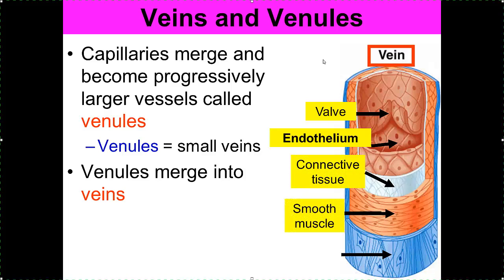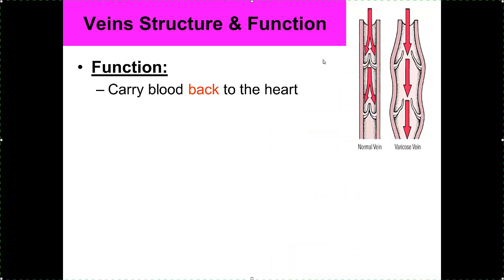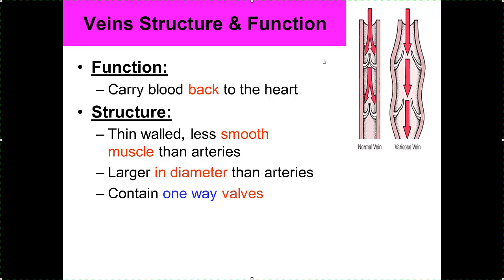It also contains connective tissue, smooth muscle, and connective tissue. Remember that the smooth muscle of veins is thinner than the smooth muscle found surrounding arteries. What do veins do? Veins carry blood back to the heart. They are thin-walled and less smooth than the muscles of arteries. They are larger in diameter, and they contain one-way valves.